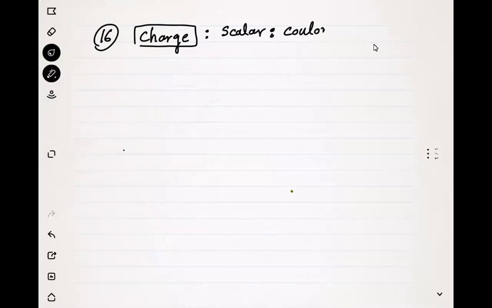Quantity number 16 is charge. First of all, charge is a scalar. Its unit is coulomb, and for the base unit of charge, we should write the formula.